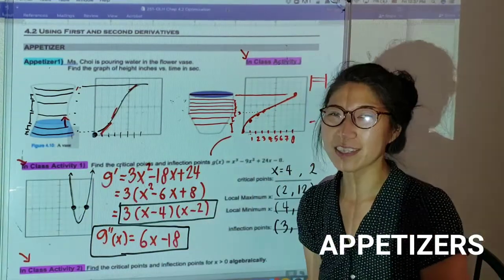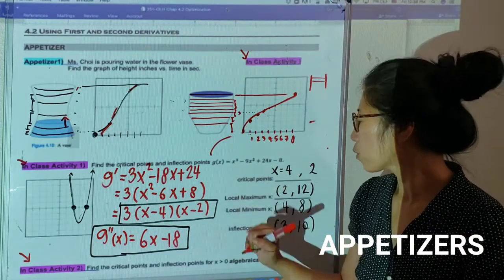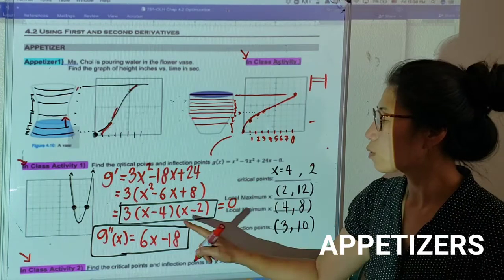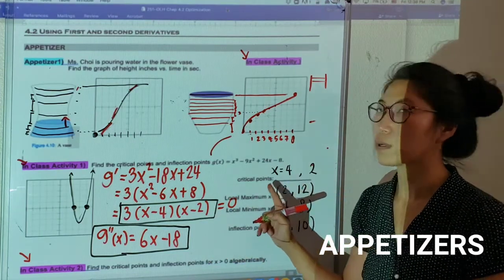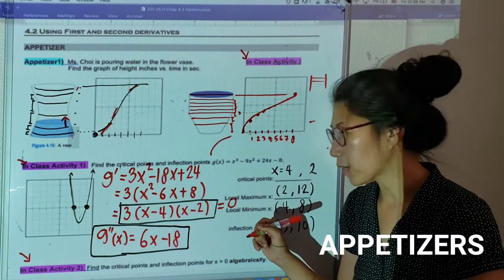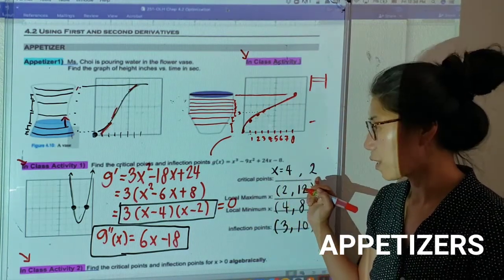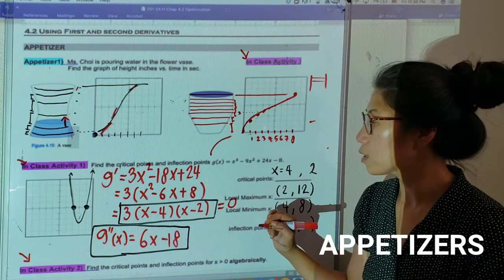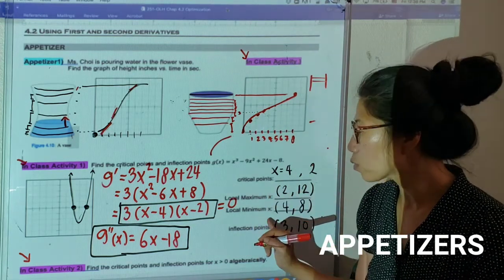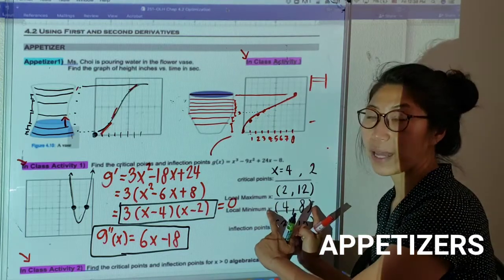Now in the in-class activities, how did you do? Did you find the critical points? I took the first derivative and then set it equal to 0. So I can have 4 and 2 as critical points. What does a critical point mean? It can be 0 or undefined. So the critical points are 4 and 2. But now we have to see which one is a local maximum or minimum. You have to show me. You cannot just put it in without any evidence.